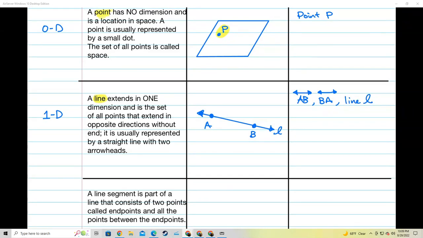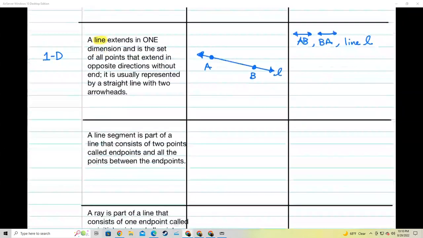So those are the three names, and they're all referencing the same thing. It's still line AB is the exact same thing as line BA is the exact same thing as line L. They're saying the exact same thing. So we're done with the first two vocabulary words. Let's go ahead and move on to the third one.